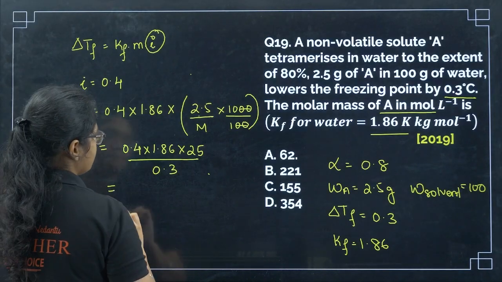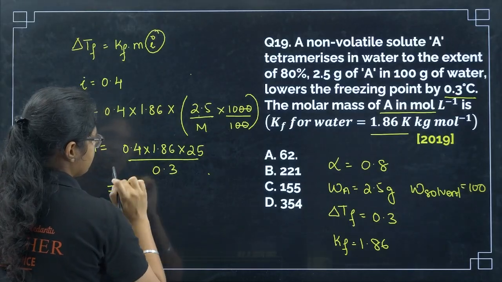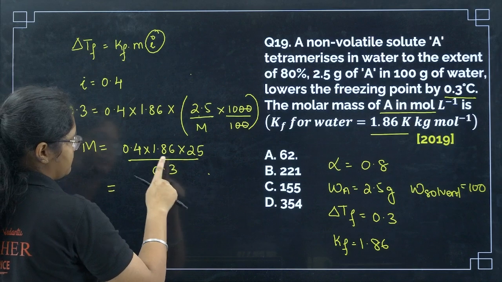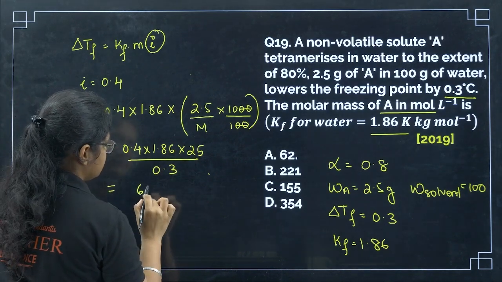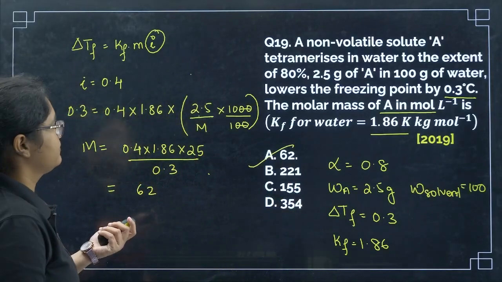Now I can solve this. 25 fours are 100, there is one decimal place so it becomes 10, so it becomes 18.6. Dividing 18.6 by 0.3 gives me 62. So the answer for this one will be option number A here.